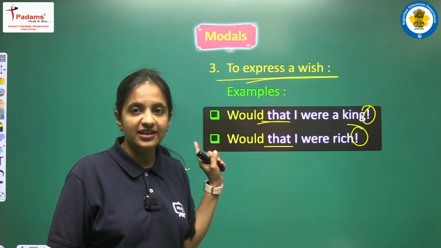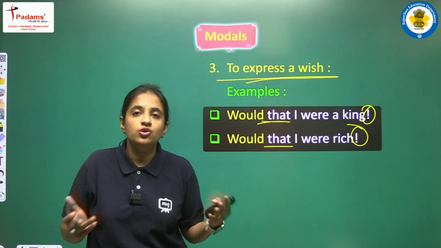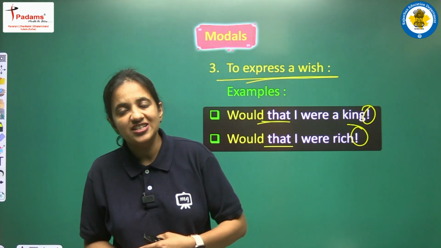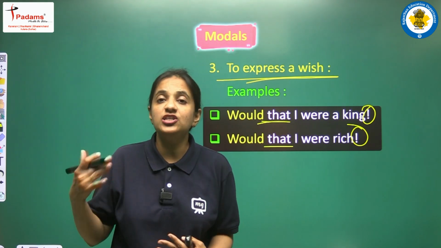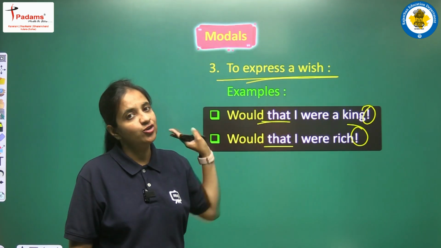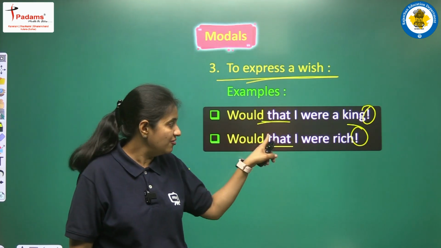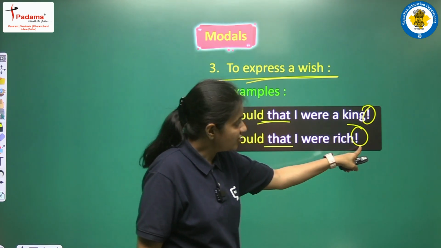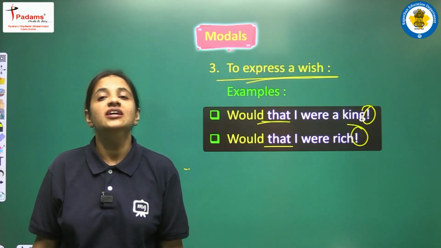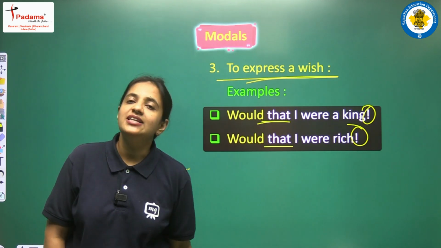Now let's take the second example, would that I were rich. So this is our wish. Why is it a wish? Because as of now we are not rich, and this is our desire, that we become rich. So this is the wish that we are trying to express, and for that we have to follow the structure. We have to write would in the beginning of the sentence, after would there will be that, then our wish, and at the end of the sentence, yes, we have to write one exclamatory mark.